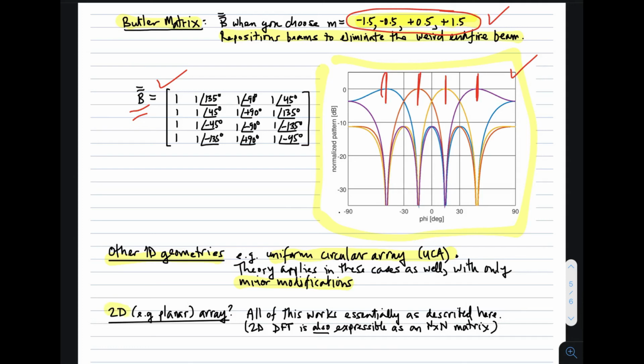You might also ask, what about a two-dimensional array, such as a planar array? Well, again here, all of this works essentially as described here. In fact, the two-dimensional discrete Fourier transform is also expressible as an n by n matrix. The math looks exactly the same. You get an n by n matrix regardless of whether it's a one-dimensional array or a two-dimensional array. So the math itself has the same structure regardless of the geometry of the array, as long as you satisfy some basic requirements analogous to the ones that we showed for the uniform linear array. So the answer is yes, all this is pretty much the same for a two-dimensional array. In fact, you can do FFT beamforming with a two-dimensional array as well.